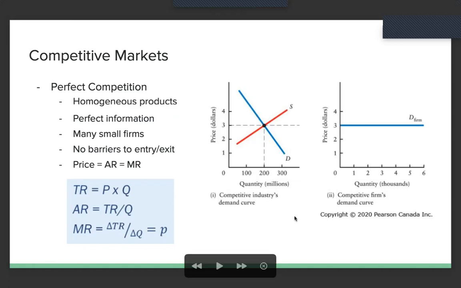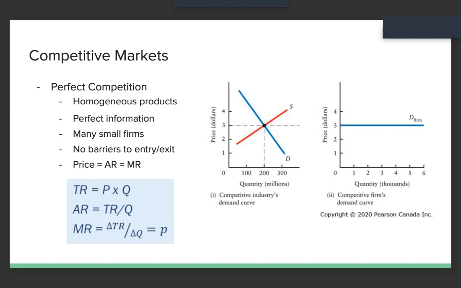Now let's look at competitive markets. We start with perfect competition. The main idea behind perfect competition is that every firm in the market has the same product, so you have homogeneous products. There's perfect information, so every firm knows everything about the market, and there are a lot of small firms, such that each individual firm's decisions cannot affect the industry at all. And then there are no barriers to entry or exit. We'll see why this leads to the price equating to the average revenue, equating to the marginal revenue.